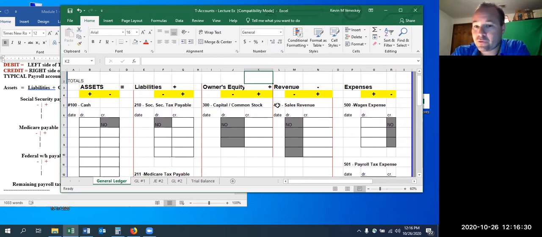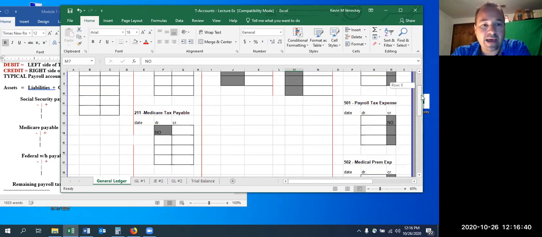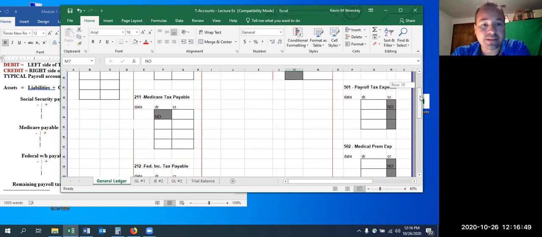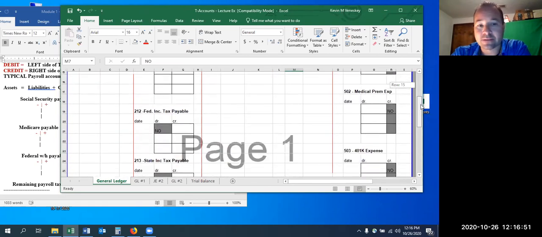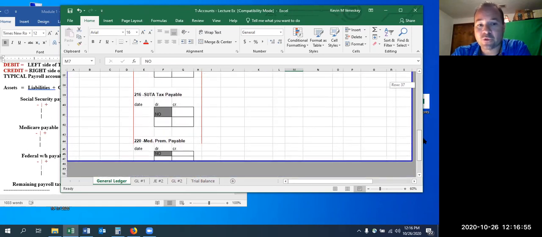Like, we're not going to really use sales revenue for this class, because we're talking about payroll, but I wanted to give you an example of something in the revenue so you could see how it looks. The only real asset we're going to use is cash, just to be able to pay the employees or pay our taxes that are due. And then you're going to see we have a long list of liabilities, the 200 level accounts, down through our state, county, and then FUTA and SUTA.